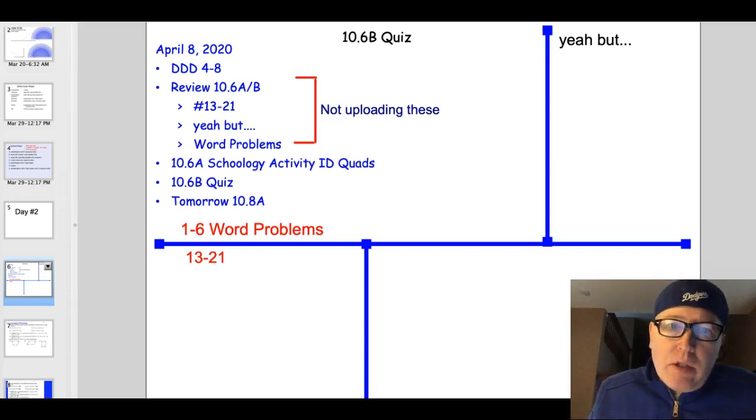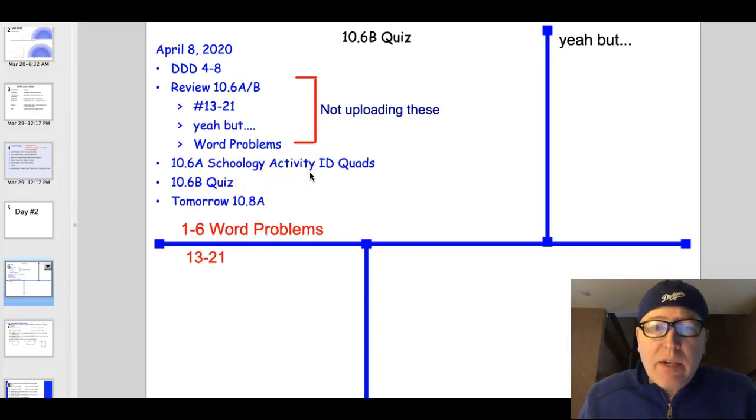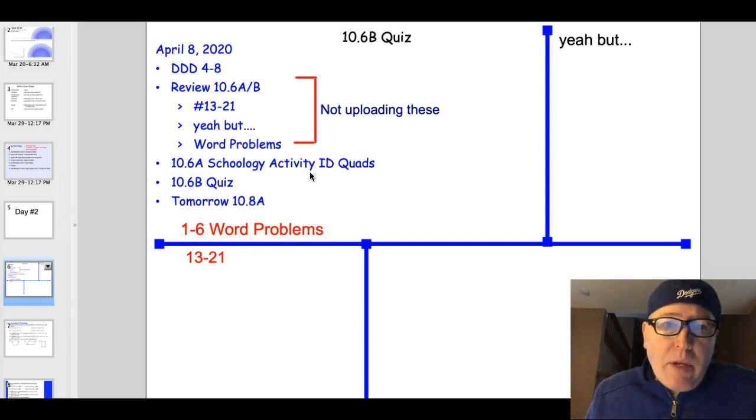Today we'll be reviewing the 10.6a and b, both targets, and we'll be taking the 10.6b quiz. We'll also have a Schoology activity on 10.6a, identifying quads, kind of a matching activity that you'll be doing. We will not be uploading our work today on this review.